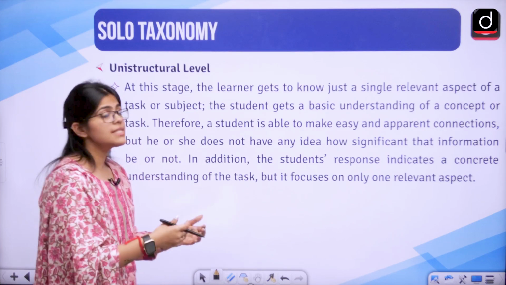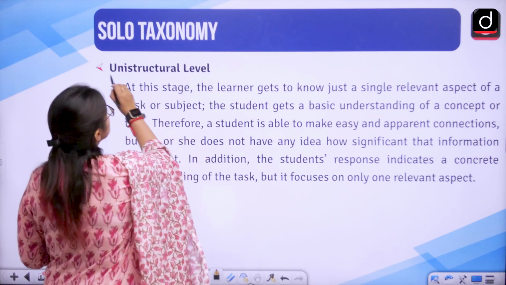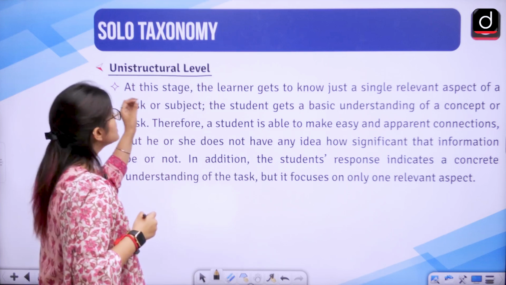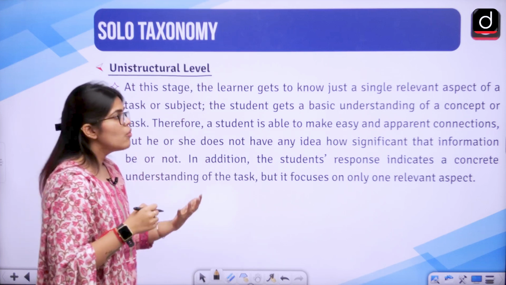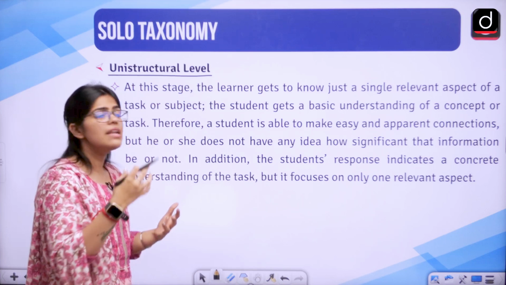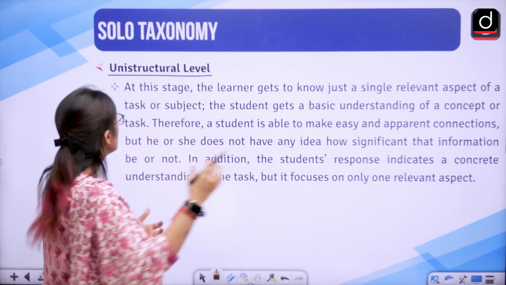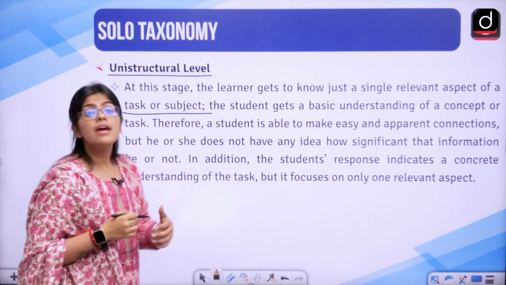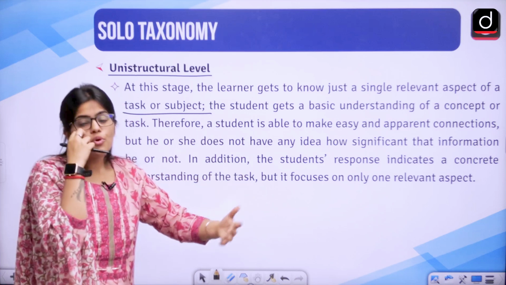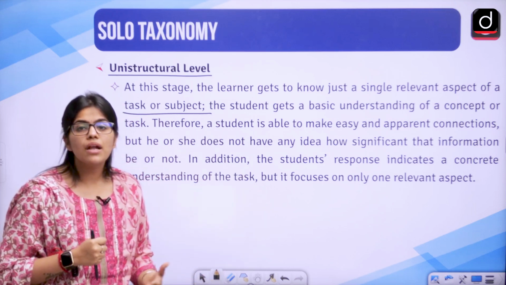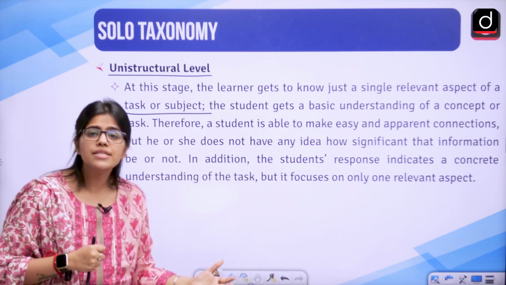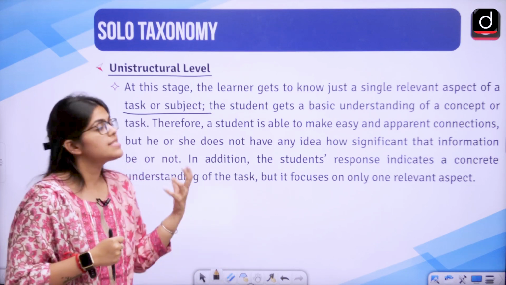Then what can happen? When you move one step forward, it becomes the unistructural level. At this stage, the learner gets to know about some single relevant aspect of the task and the subject. Gradually, you will come to know why this taxonomy was developed, who developed it, how it is used, what the 3 domains are, etc.